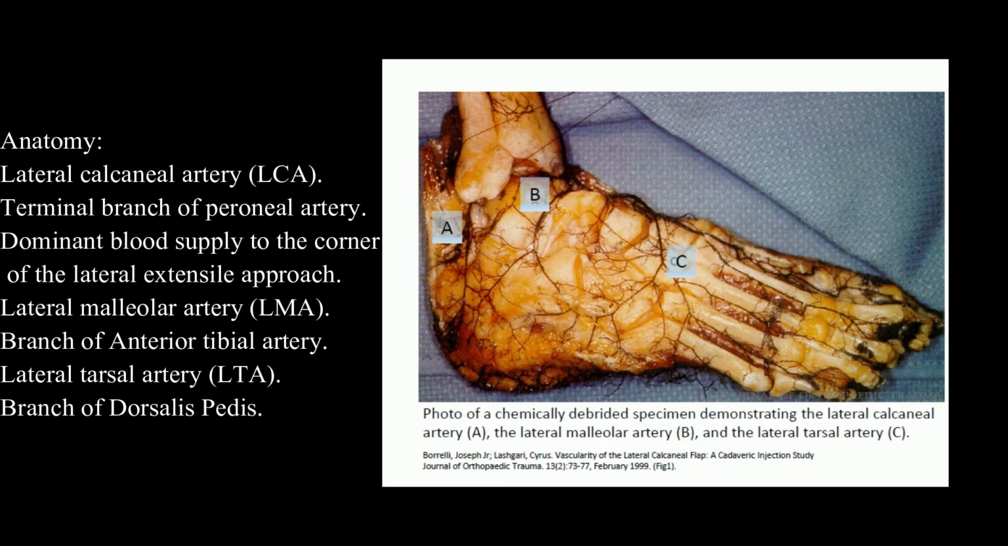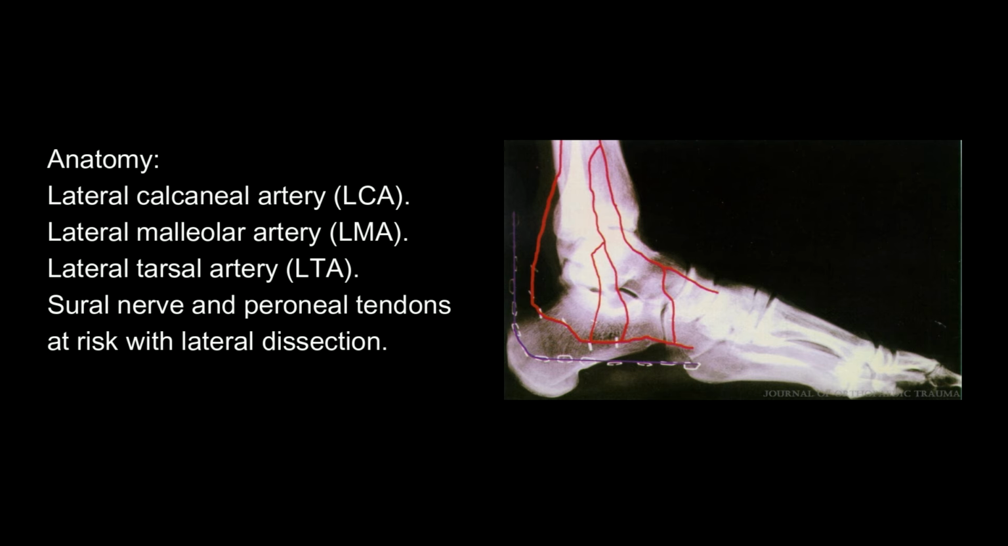Anatomy. Lateral calcaneal artery, LCA. Terminal branch of the peroneal artery. Dominant blood supply to the corner of the lateral extensile approach. Lateral malleolar artery, LMA. Branch of the anterior tibial artery. Lateral tarsal artery, LTA. Branch of the dorsalis pedis. Sural nerve and peroneal tendons are at risk with lateral dissection.